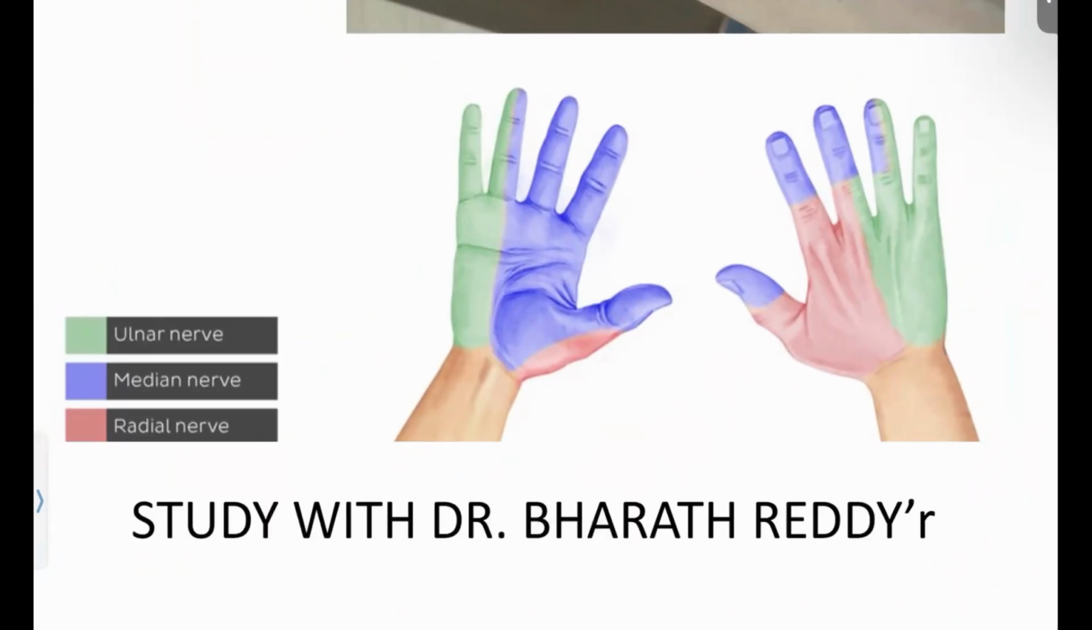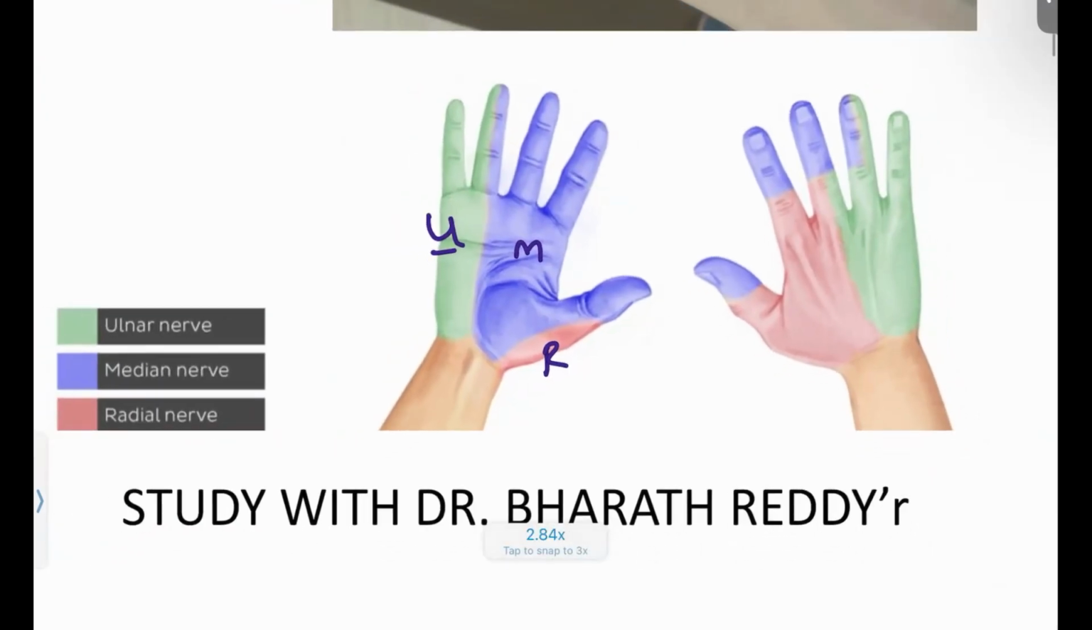On the palmar side, the lateral side of the hand will be supplied by your ulnar nerve, and on the medial side, mostly supplied by your median nerve. Very little is supplied by your radial nerve. So turn to the back side. On the extensor side, what is the supply?